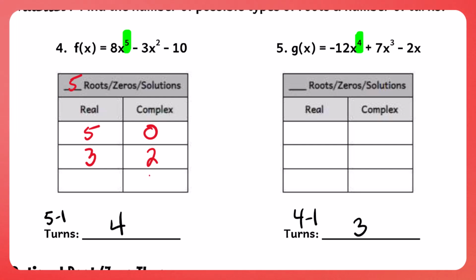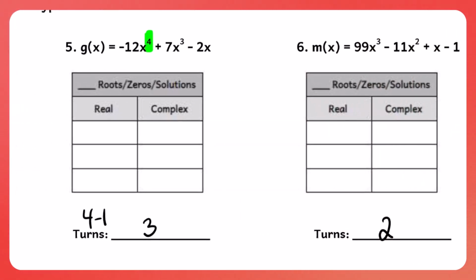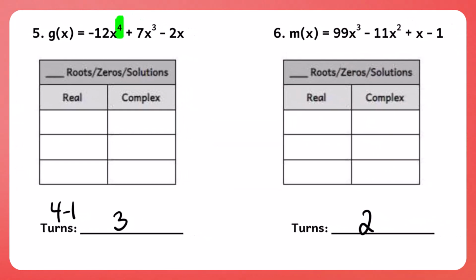Or we could have 4 complex, but 4 plus 1 gives us what? Yeah, that's right, 5. So my real and complex solutions must have a sum of however many roots there are for the function. Let's take a look at number 5, then I'll set you loose on number 6 on your own.